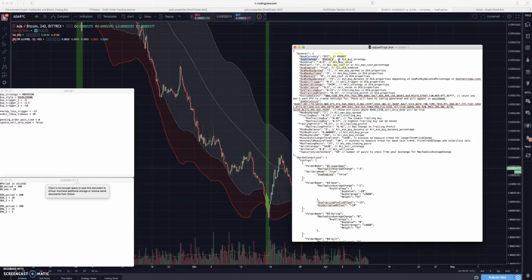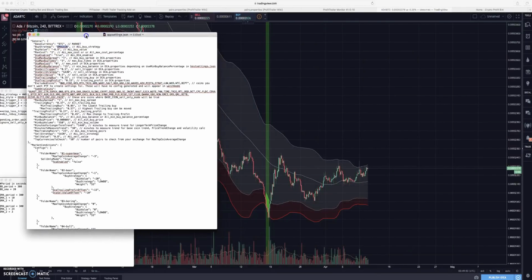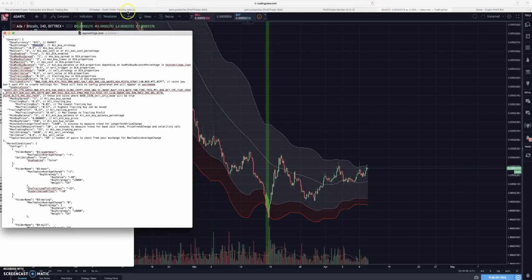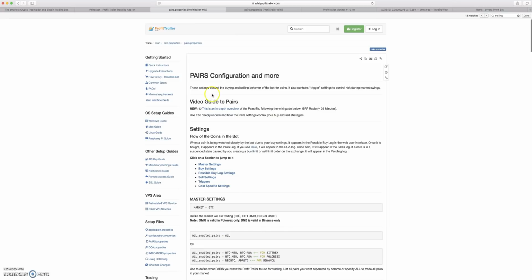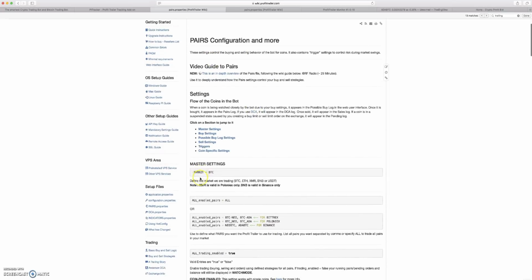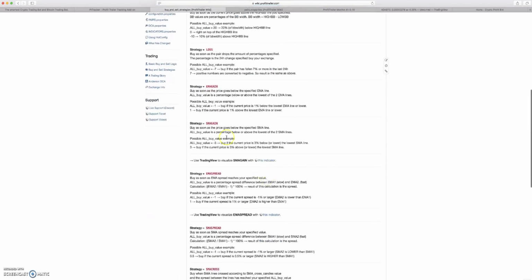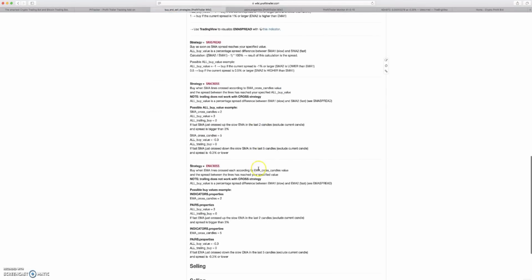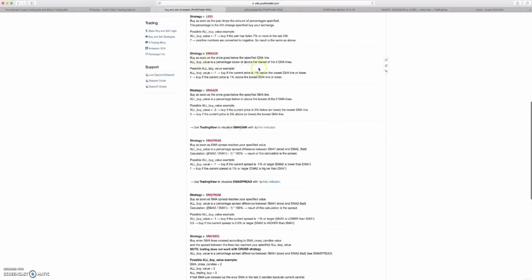The buy strategy here is EMA gain, and what you can do if you don't know what your buy strategy is or you don't know what these mean, I can just show you. We can go into the Profit Trailer wiki, and where are the buy strategies? Buy and sell strategies are down here under trading, and we can look up EMA gain. These are all the different buy strategies that you can use. So if we go down here, I think I just passed it. EMA gain, here it is. It's buy as soon as the price goes below the specified EMA line.